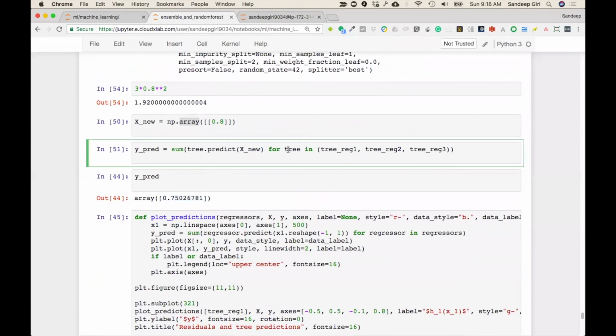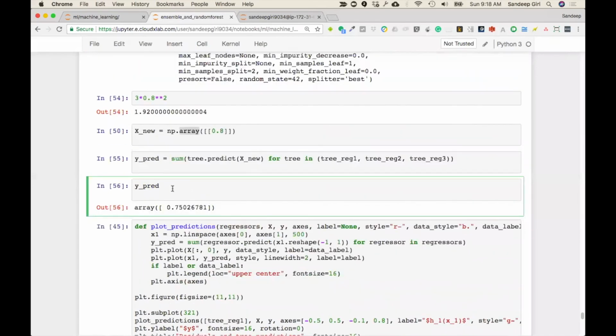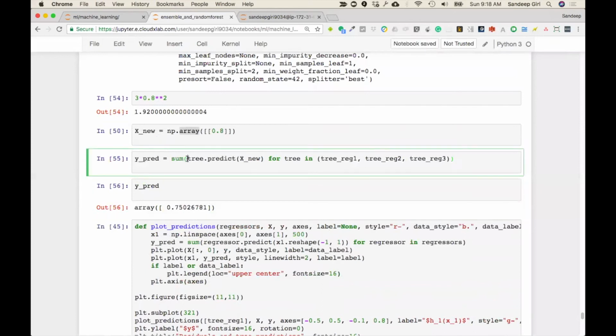Now here we are saying that this is equal to a for loop, right? For tree in this, and then we are creating this value. It's going to be basically tree reg1 dot predict, tree reg2 dot predict, tree reg3 dot predict, and so on, and we are computing the sum of that. Okay, so this is the y predicted value. Y predicted value is this much. Or should I break it down further?